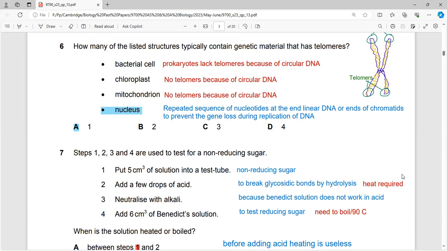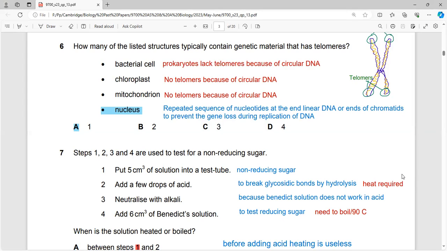So the bacterial cell cannot contain telomeres. Why? Because the bacterial cell contains a circular DNA. There's no end in the circle. So that's why there's no telomere in a bacterial cell. And in the same way, the chloroplast and mitochondria both contain circular DNA, so there is no telomere present.